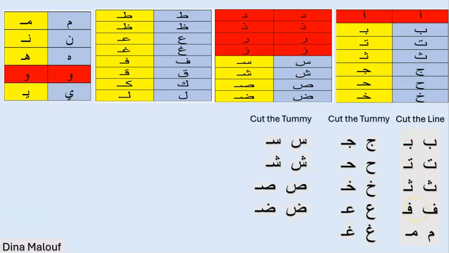If the letter has a tummy or a belly, like this one, this one, this one, here it's a tummy, tummy, tummy. What we do, we cut the tummy and we add a hand. This is the connecting shape. If the letter has a curve, like this one and this one, we cut the curve and add a hand. Immediately we add a hand.